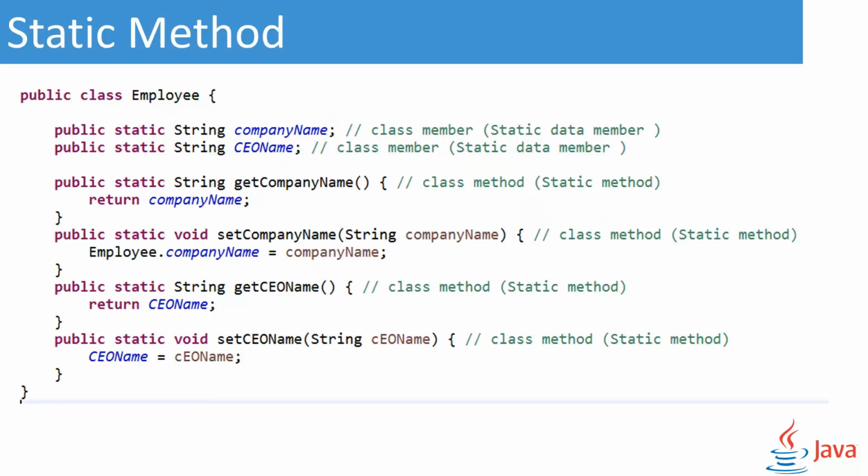That is why, whenever we try to call any non-static member from a static method or a static block, Java gives a compile error, because any non-static member only gets memory if an object is created for that class. But on the other hand, a static member gets memory as soon as the class is loaded.